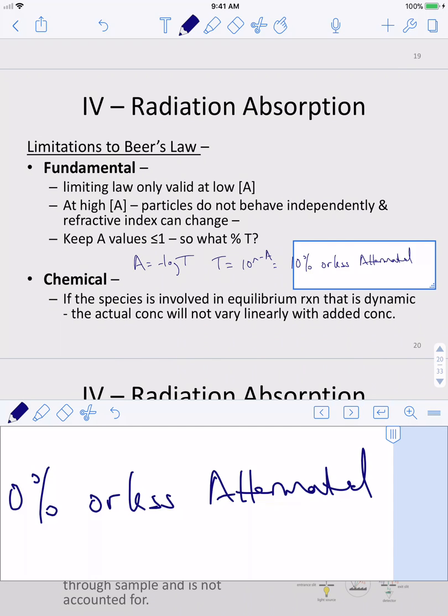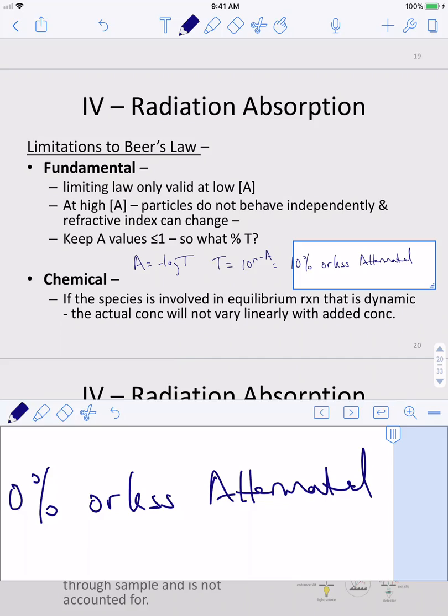Okay, there's also a chemical limitation, and here, what if the analyte you're looking at is involved in some kind of equilibrium reaction that's dynamic and changes with concentration? So the actual concentration might not vary linearly when you add concentration of the analyte, because it might change the equilibrium according to Le Chatelier's principle. So you want something that doesn't have a very strong equilibrium arrow in both forward and reverse. You want it to be all the way forward or all the way reverse, so that as you change the concentration, it doesn't shift the equilibrium much.